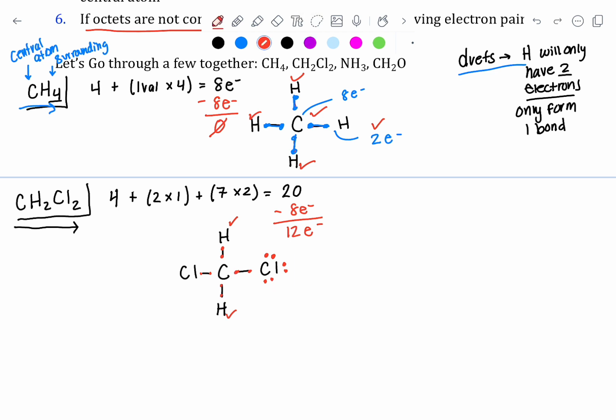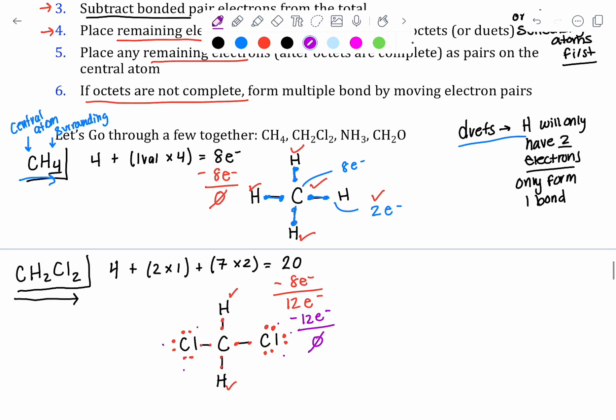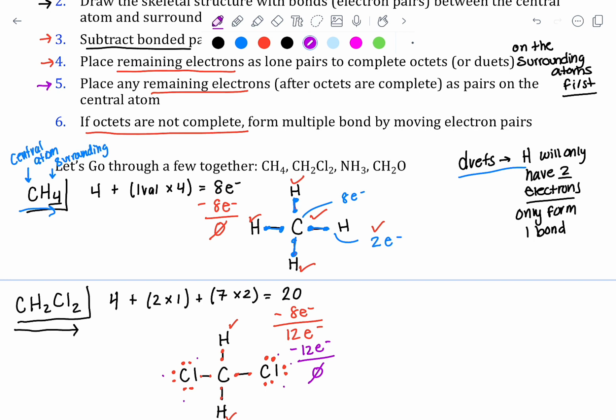Okay, the same can be done to the other chlorine, 1, 2, 3, 4, 5, 6. And if we do that, then it has 8 electrons. So putting on those lone pairs, I used up 1, 2, 3, 4, 5, 6 pairs of electrons, which is 12 electrons. So I have no more electrons left. So step 5 doesn't apply because I don't have any electrons remaining.